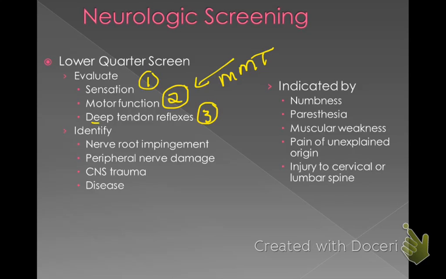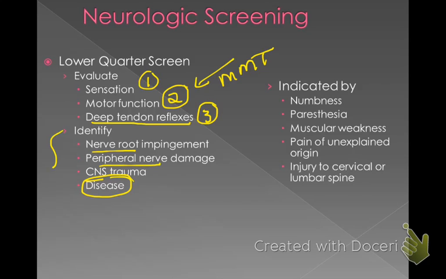The most common deep tendon reflex that we probably all know is the patellar tendon reflex. However, we will also do the Achilles tendon reflex in lab as well. And so what does a lower quarter screen do differently than the other tests that we've done so far within the injury evaluation process? Well, it's going to identify any nerve root injuries, any peripheral nerve damage, any injury to the brain or the central nervous system, and any type of underlying disease mechanism as well.